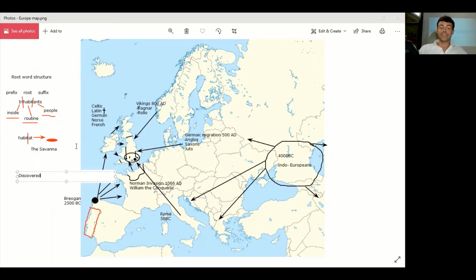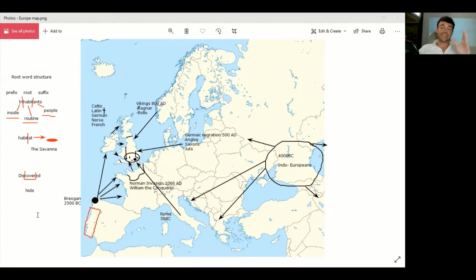The word discovered. So what do you think is the root word here? Now, if you said cover, you'd be correct. Okay. So the root word cover means to hide, protect, or obscure. All right. So let's say hide. To make something unseen.